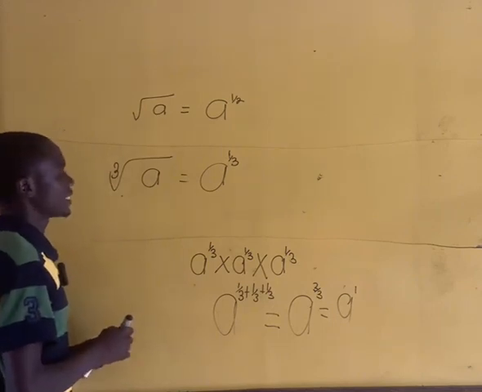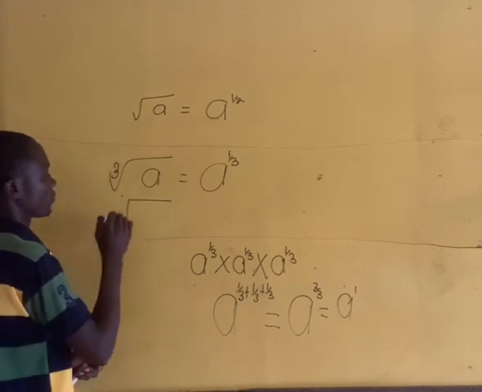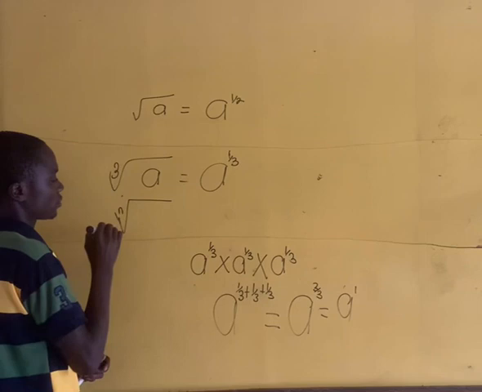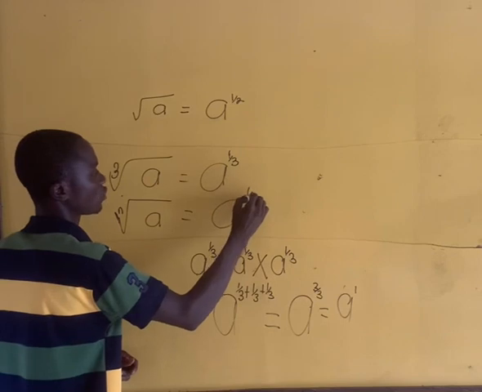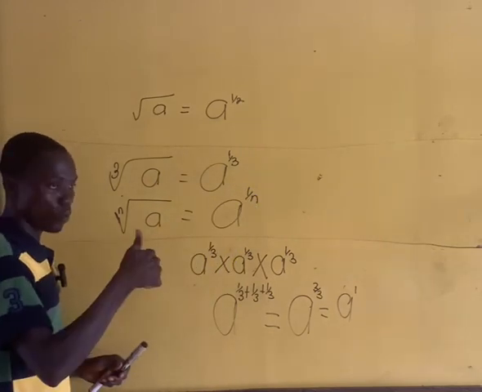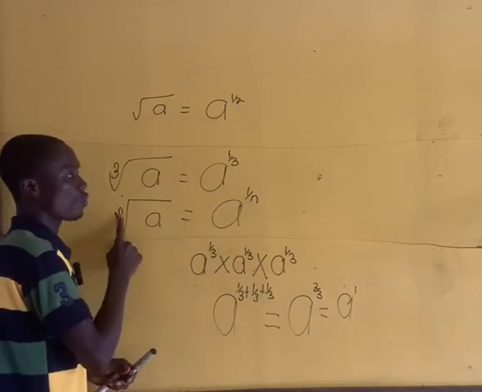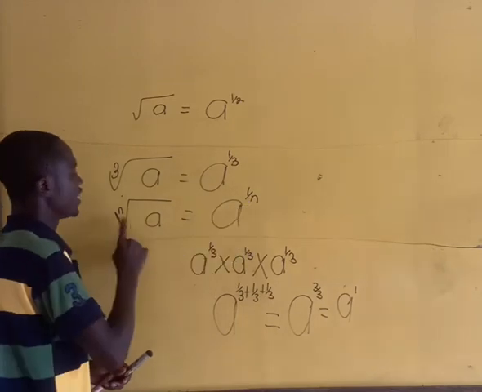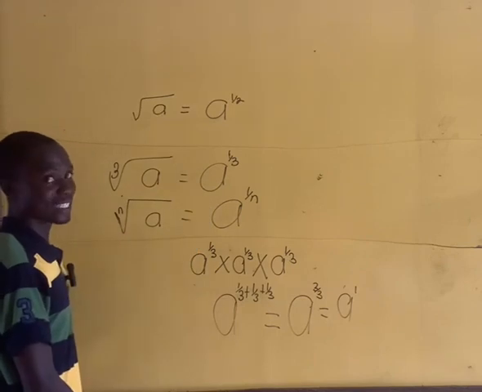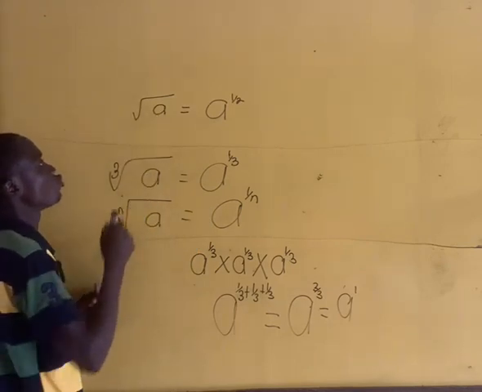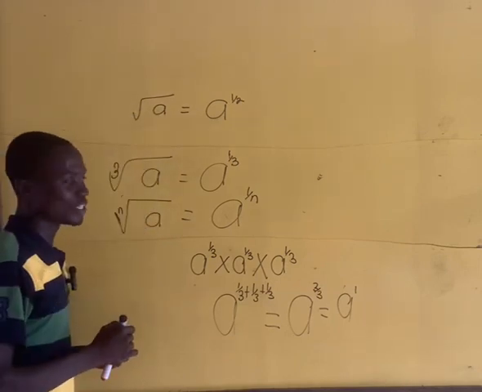So we can state that if I have the nth root of A, then it's equal to A power 1 out of n in a very simple way. So if n is 3, we get A power 1 out of 3. If n is 4, we get A power 1 out of 4. If n is 5, we get A power 1 out of 5. And it goes on like that. It is only the square root that we don't put 2 here. No, don't put a 2 here. This is what we call square roots in a very simple way.